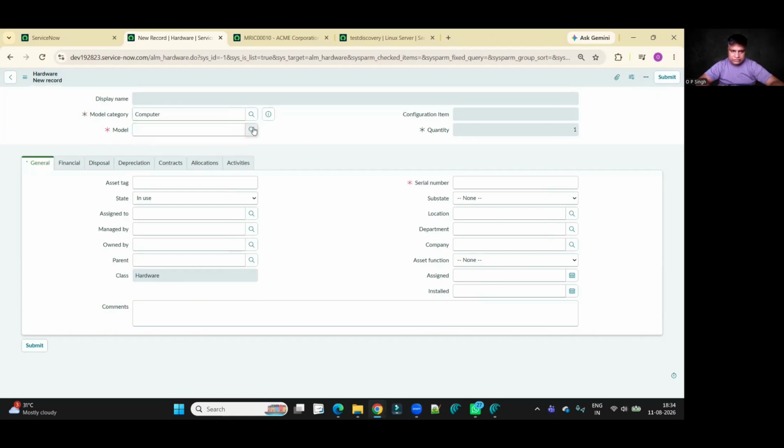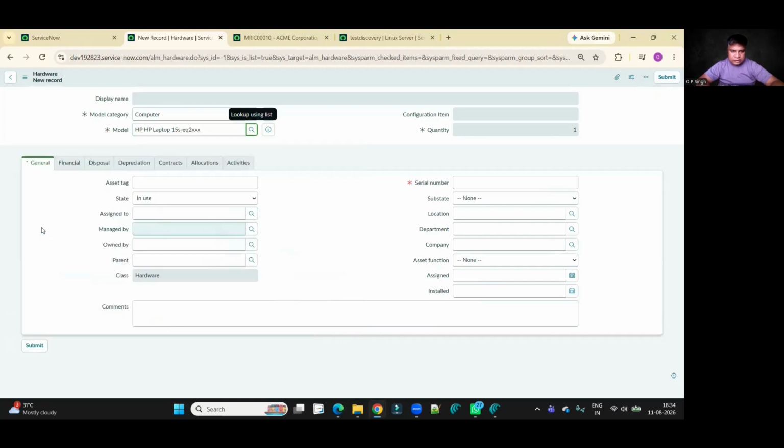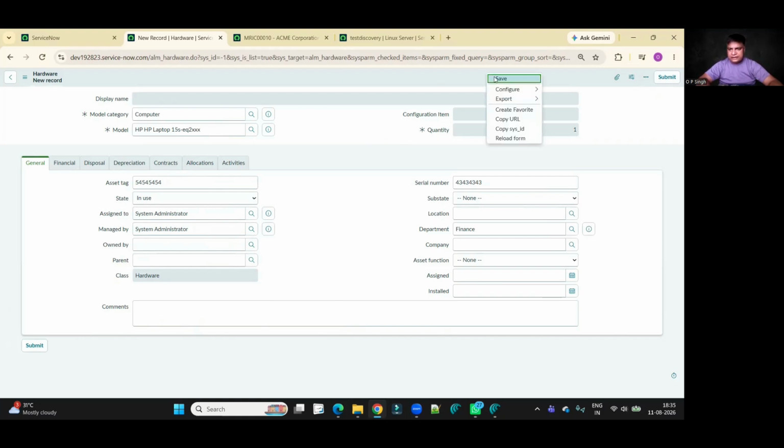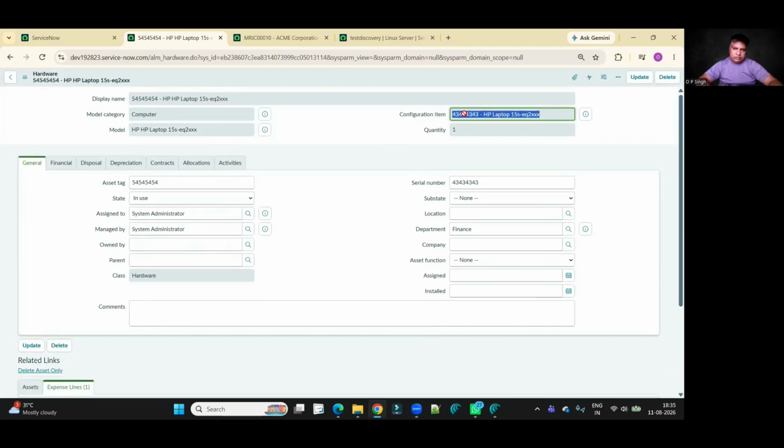Provide a model. So associated models will come here. Select one of the models and then provide all these things. Let's say assign to admin. Admin is using it. That's it. Click on save or submit. So you see immediately a corresponding CI is also created because we have used computer model category. Okay. So this is how we have to create an asset.